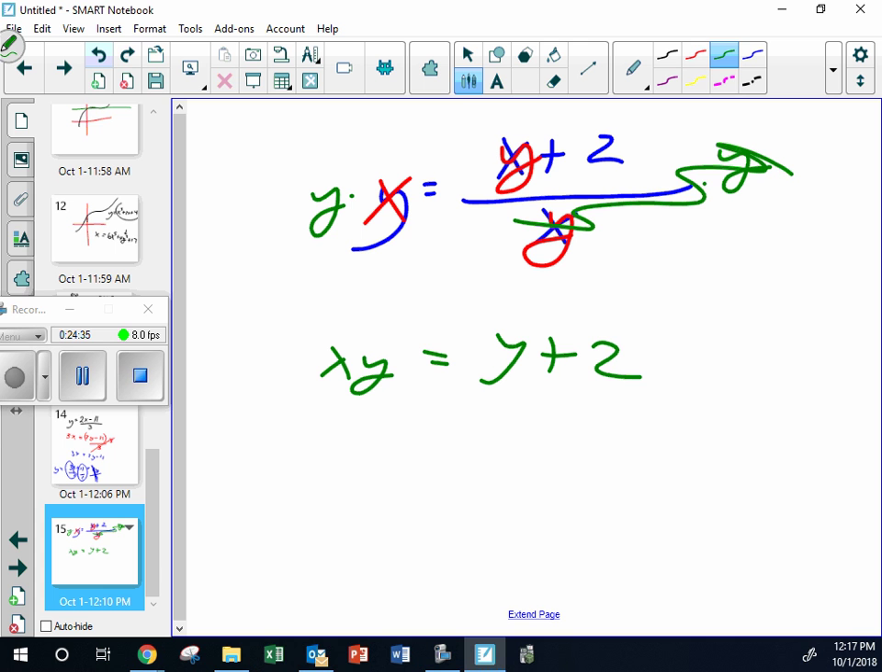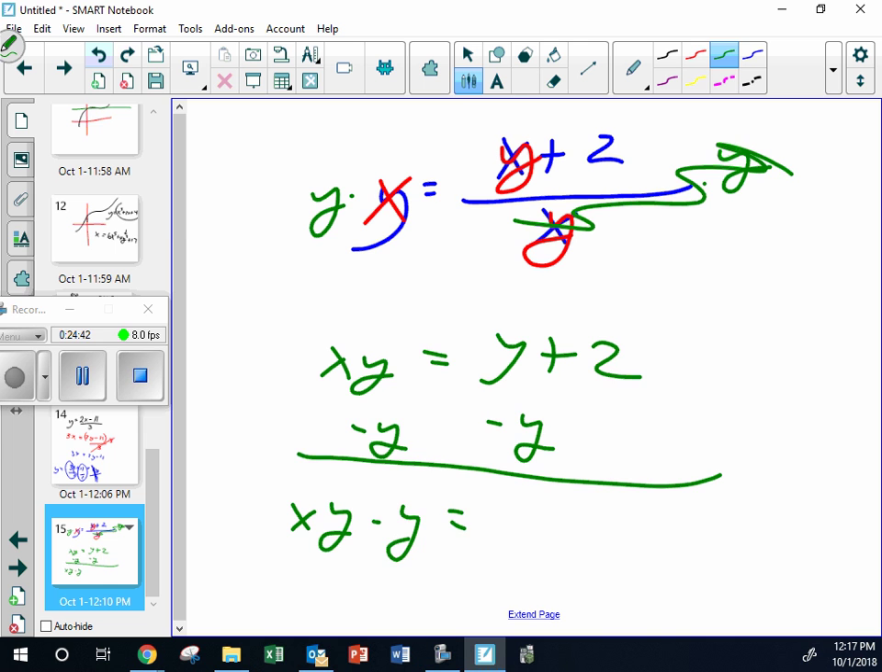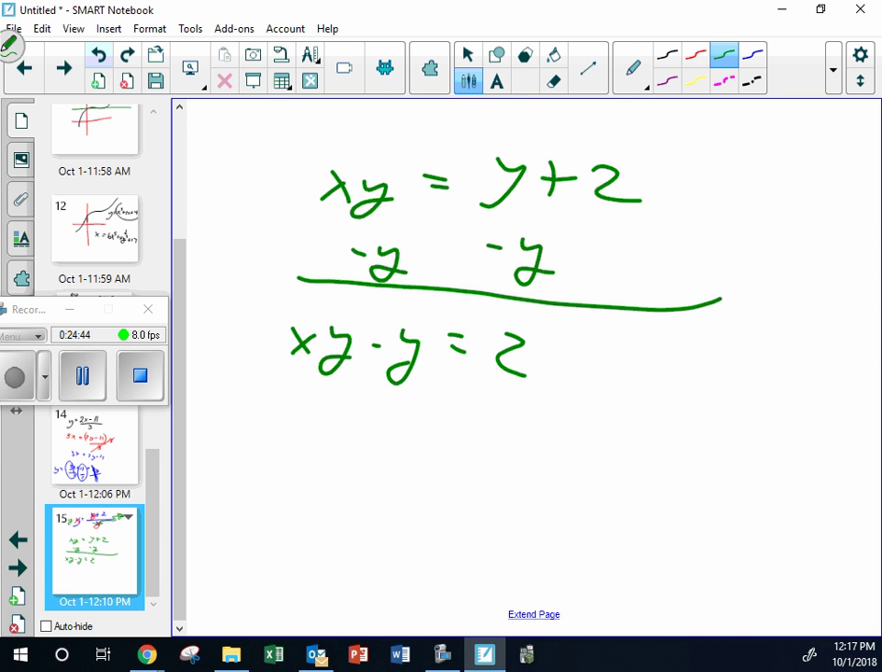Subtract y from both sides. But why would you do that? Let's see if anybody is clued in yet.